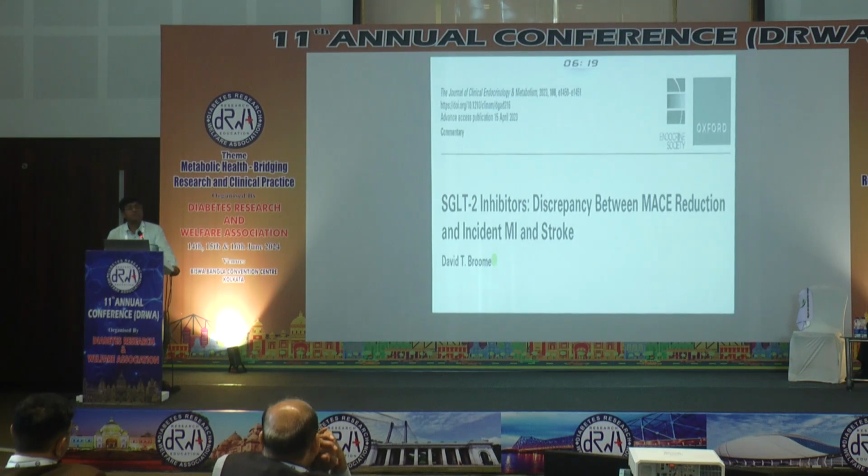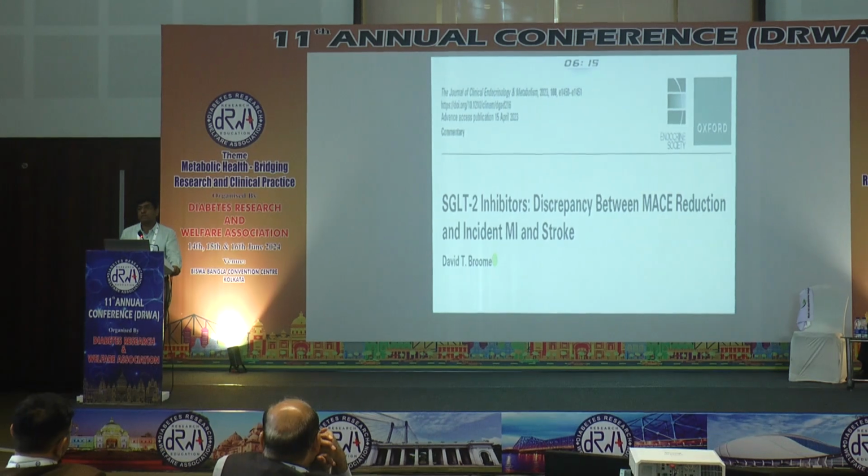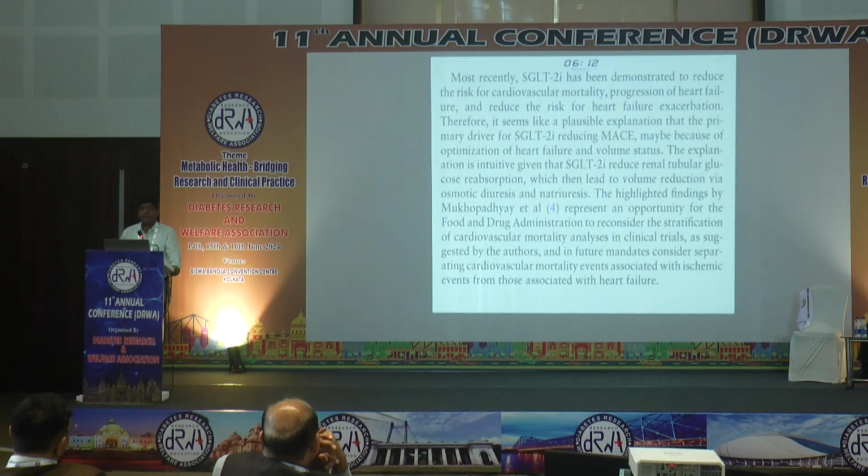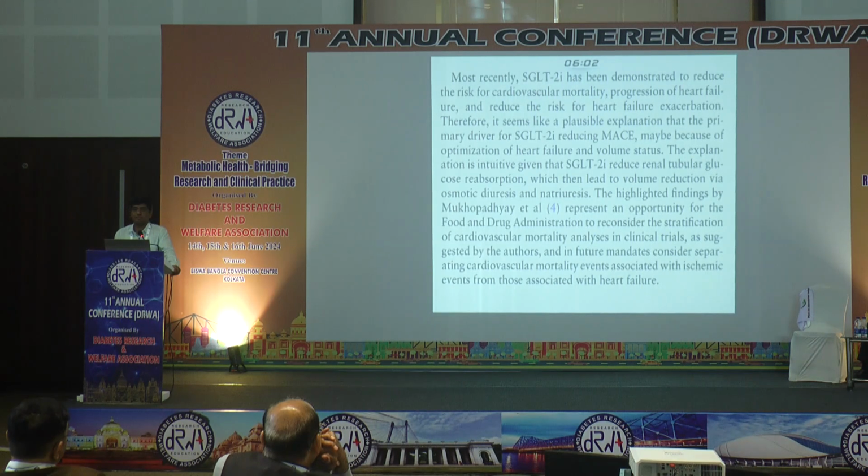Now this commentary was published by JCM on the basis of our article, and this is what it reads, and I'll read it out. Most recently, SGLT2 inhibitors have been demonstrated to reduce the risk of cardiovascular mortality, progression of heart failure, and reduce the risk of heart failure exacerbation. Therefore, it seems like a plausible explanation that the primary driver of SGLT2 reducing MACE may be because of optimization of heart failure and volume status.